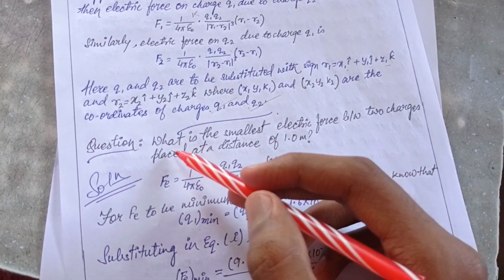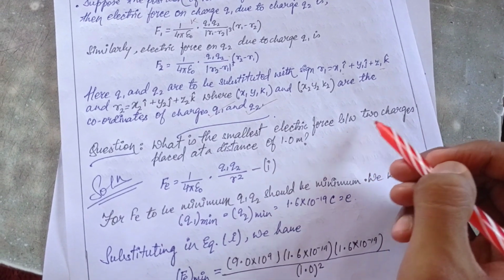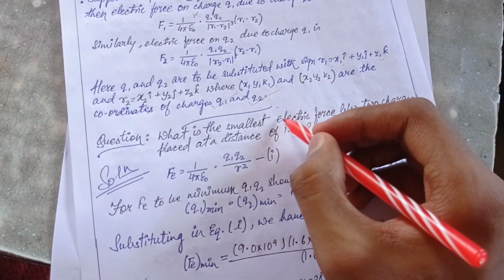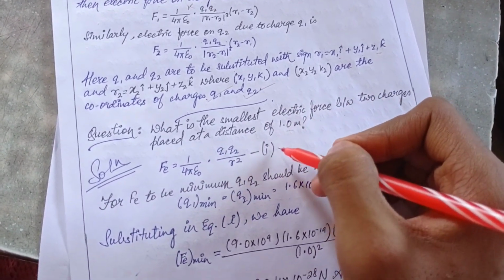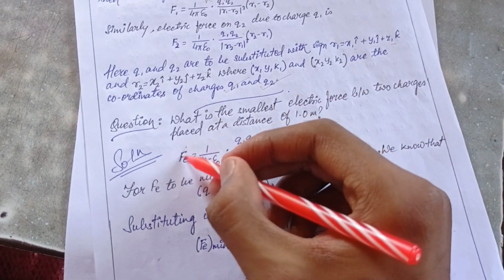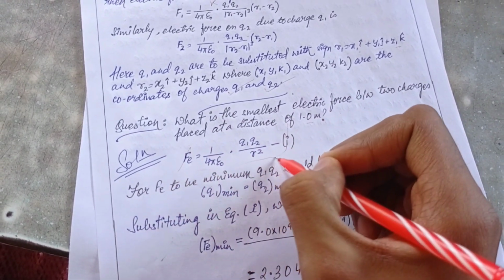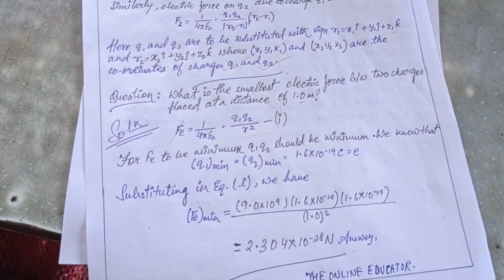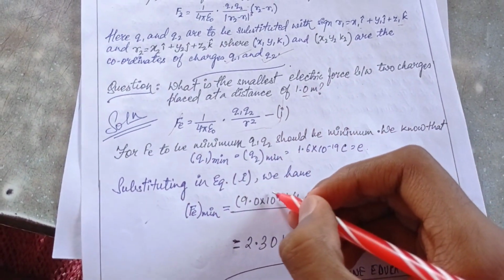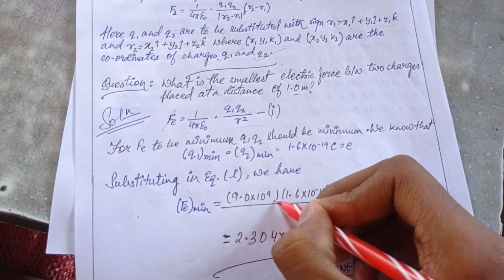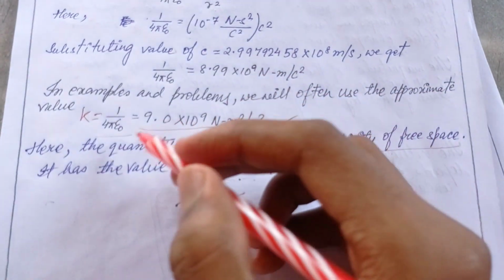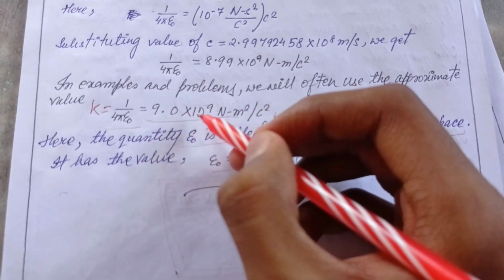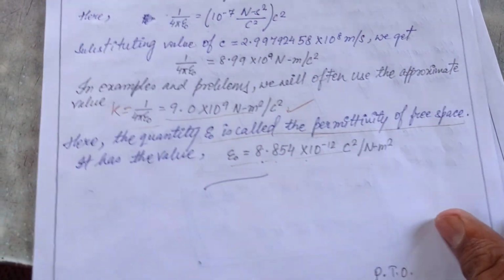Now we take a question: what is the smallest electric force between two charges placed at a distance of 1 meter? We know the formula F equals k q1 q2 by r square, where r is 1 meter. The value of k is 9.0 into 10 to the power 9. I said you to remember this. Here k equals 9.0 into 10 to the power 9, or 1 by 4 epsilon naught.